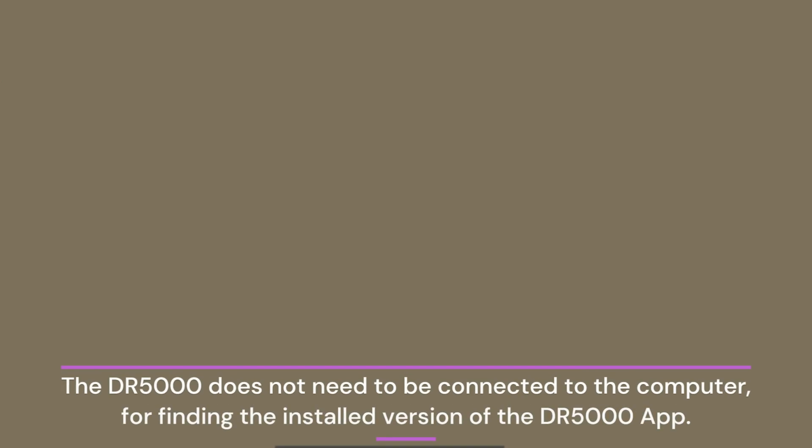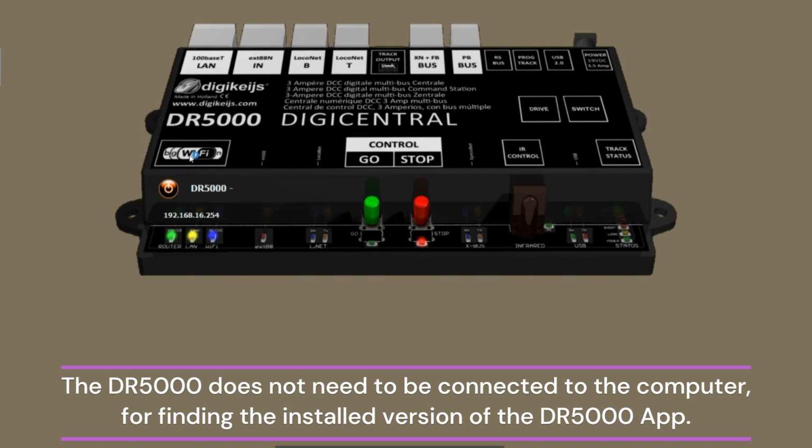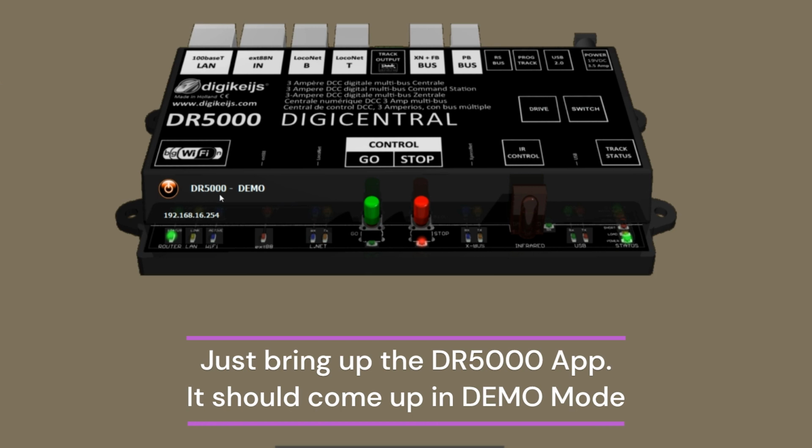The DR5000 does not need to be connected to the computer for finding the installed version of the DR5000 app. Just bring up the DR5000 app. It should come up in demo mode.